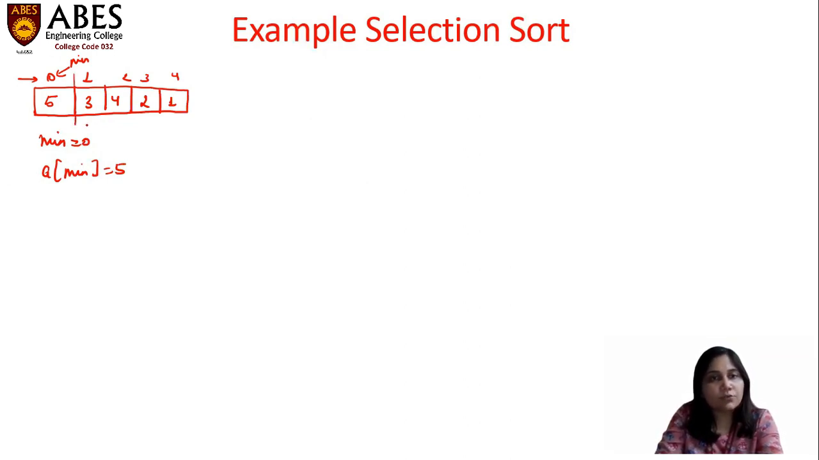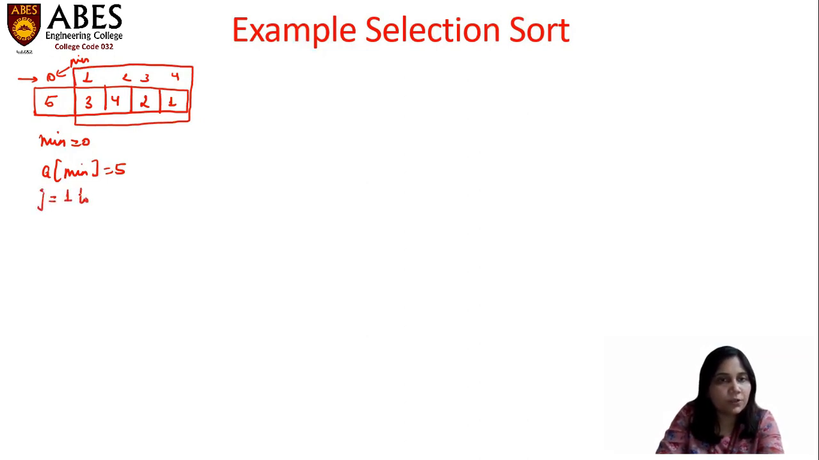Now I have to search this section of the array to see whether there is any element which is less than 5. It means you will be traversing from 1 to 4 to search whether any element is present which is less than 5. So how am I going to do it? I will search like this: if my A of min is greater than A of j. A of j you will keep on changing.